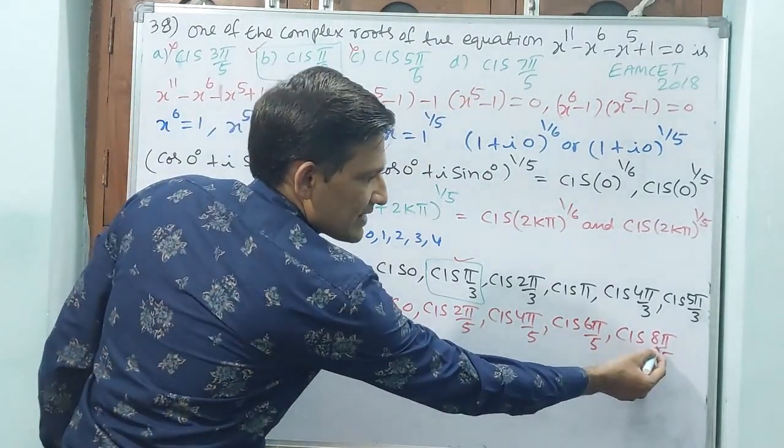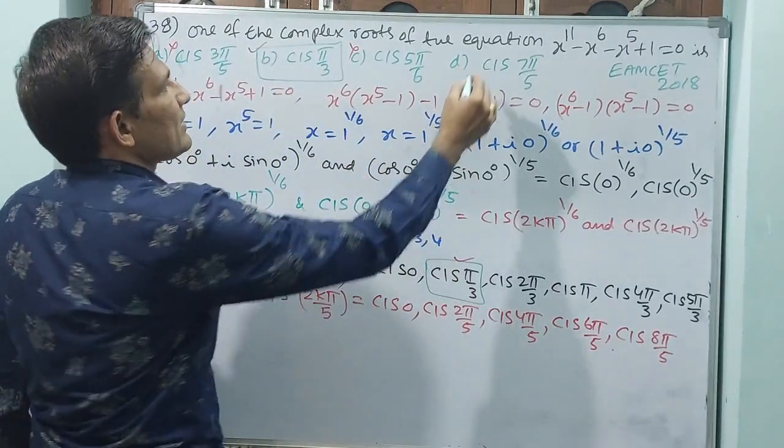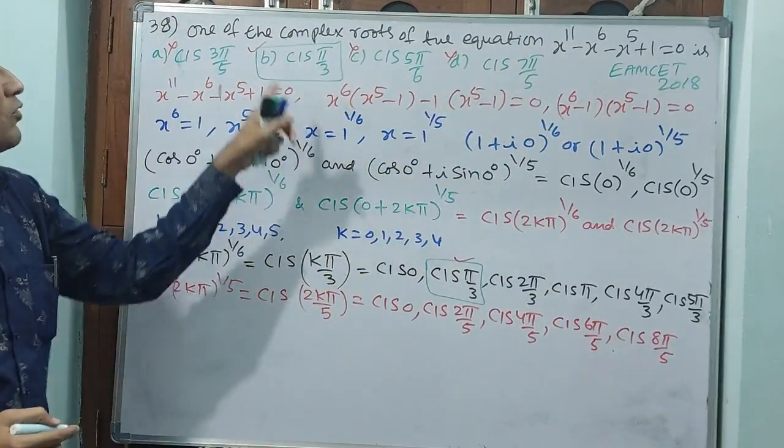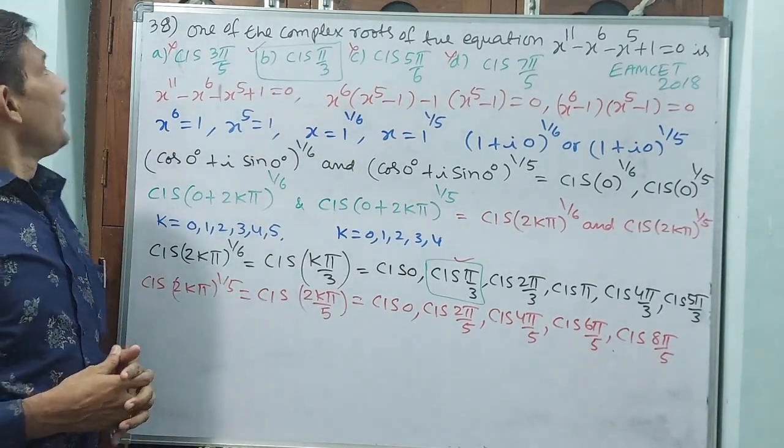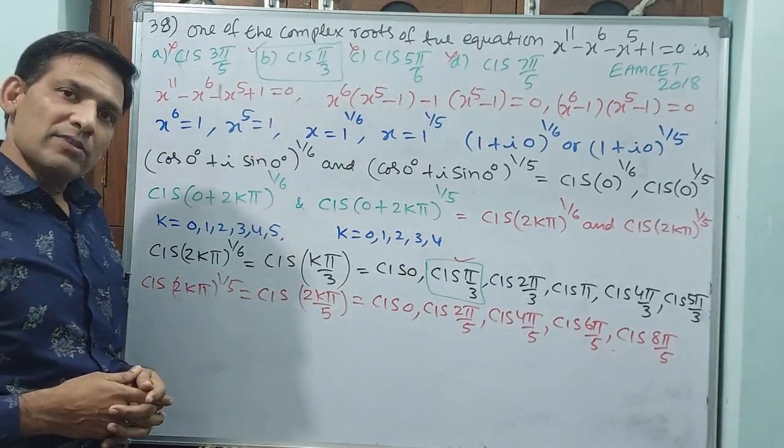6 pi by 5 is there, 8 pi by 5 is there, 7 pi by 5 is not there. Then close this option. That means 3 options closed, 1 option is there. That means your answer is cis pi by 3. Take this, we will go for 39th question.